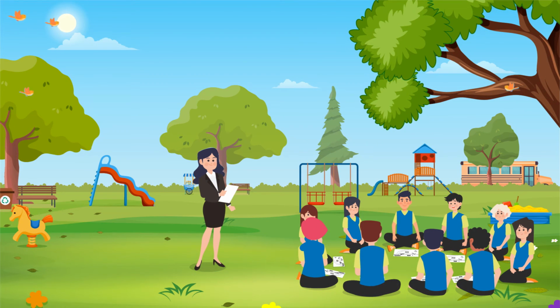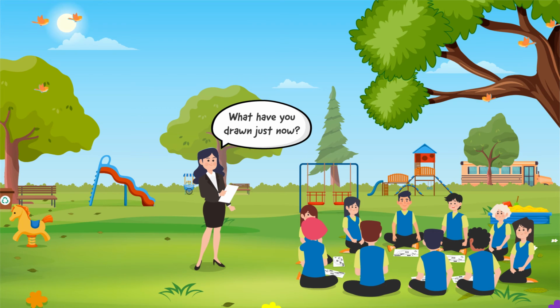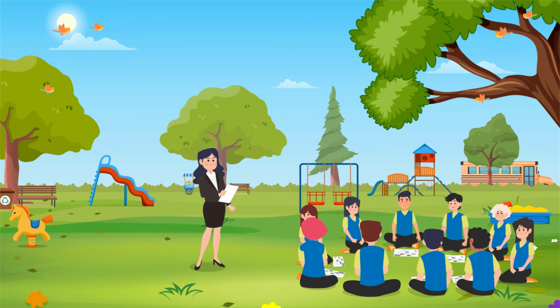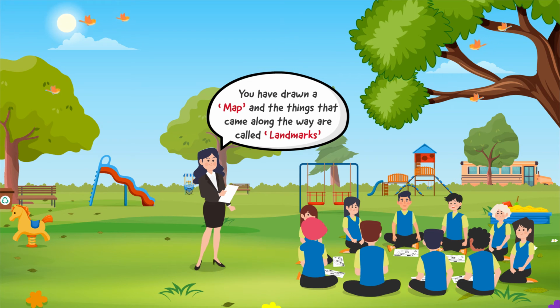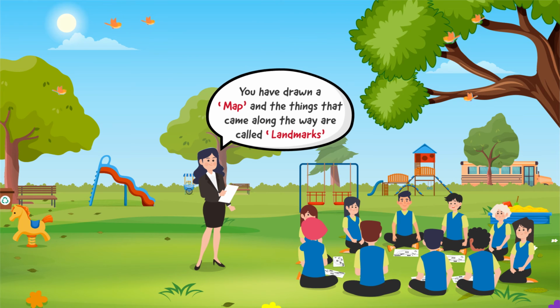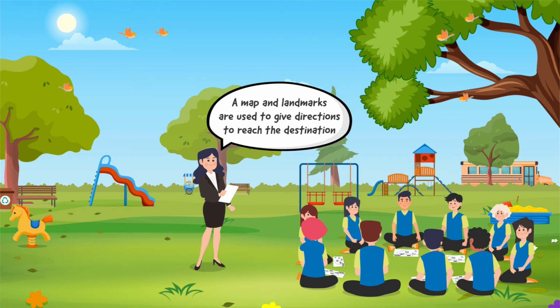When the students are ready with the drawings, ask them, "What have you drawn just now?" Accept all possible responses. Inform the students that they have drawn a map and the things that came along the way are called landmarks. State that a map and a landmark are used to give directions to reach the destination. Continue with the above activity to lead to the concept of direction.